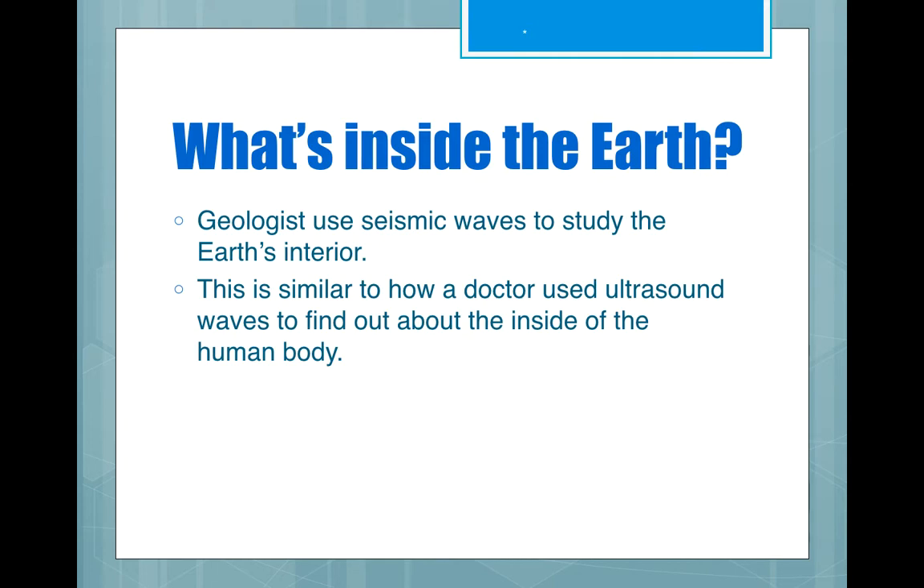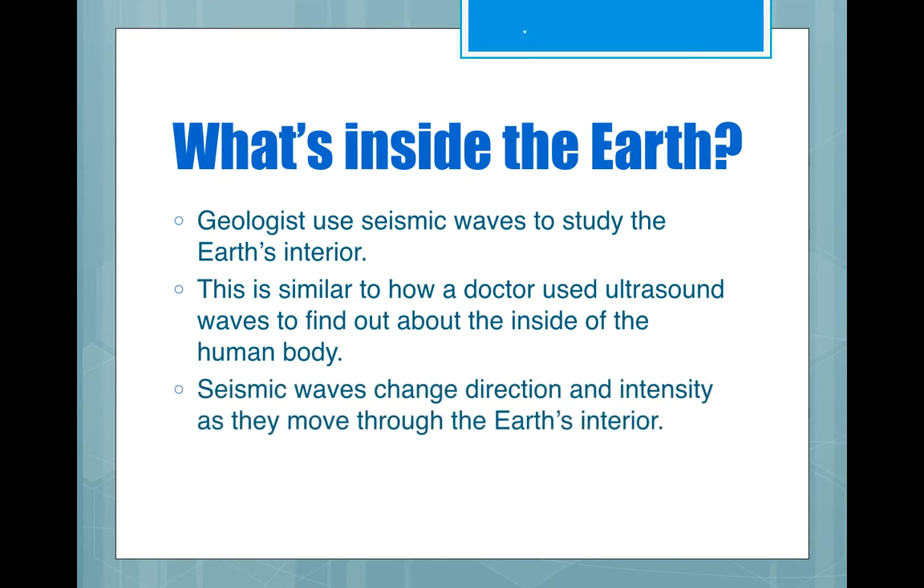Seismic waves move through the Earth, much like those waves move through the body, bounce around and everything, and how they come out on the other side of the Earth gives us a picture of what's going on inside the Earth. So those seismic waves, as they cross through different layers of the Earth, change direction, change intensity, and that gives geologists some good information to work on.